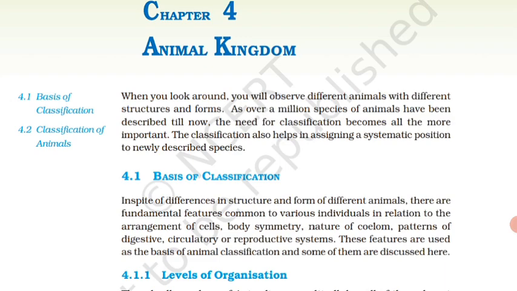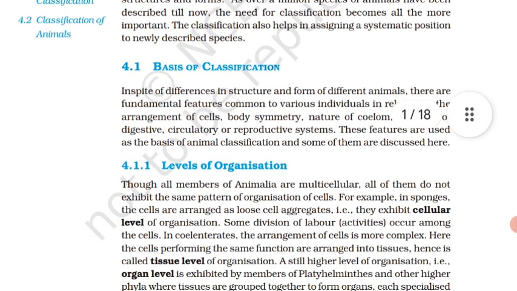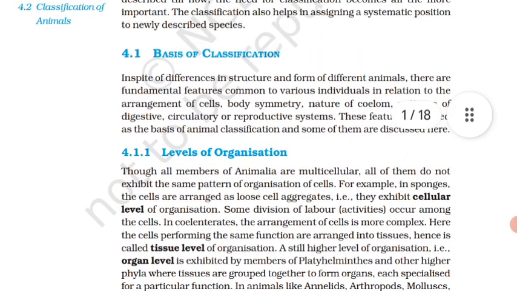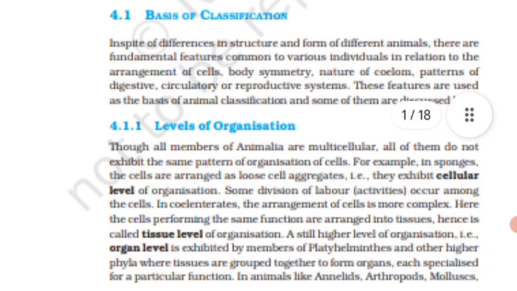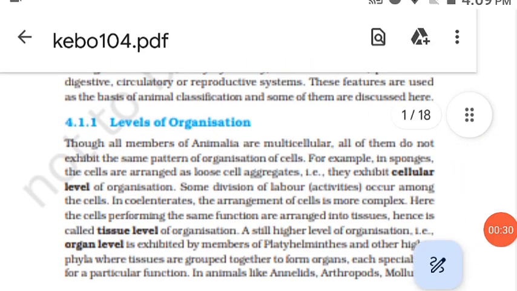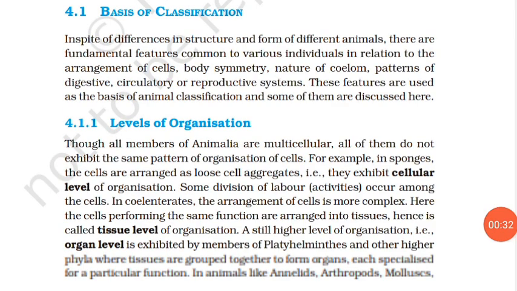So now, basis of classification. In spite of differences in structure and form of different animals, there are fundamental features common to various individuals in relation to the arrangement of cells, body symmetry, nature of coelom, pattern of digestive, circulatory, or reproductive system. These features are used as the basis of animal classification, and some of them are discussed here.